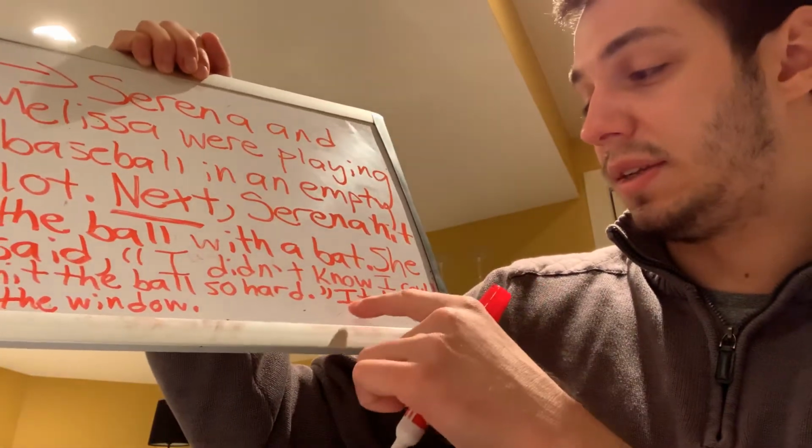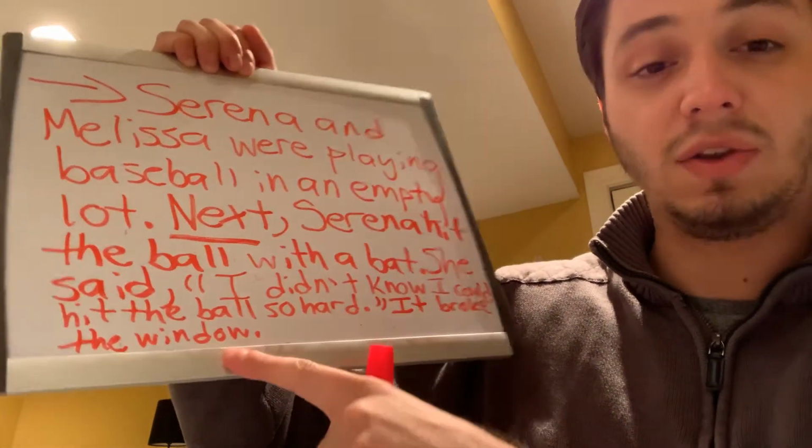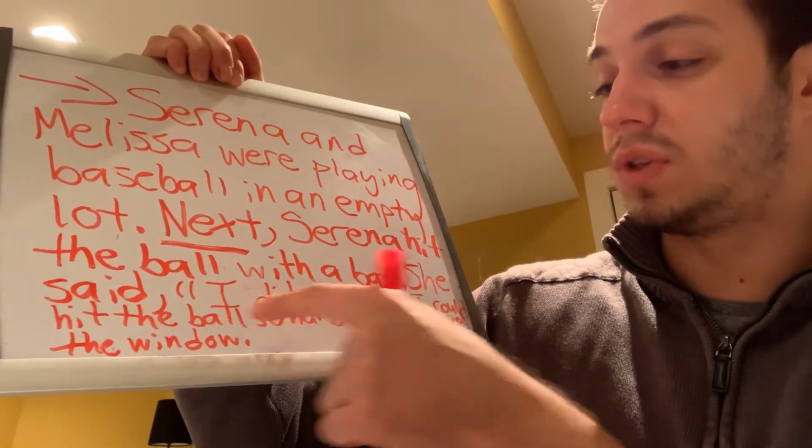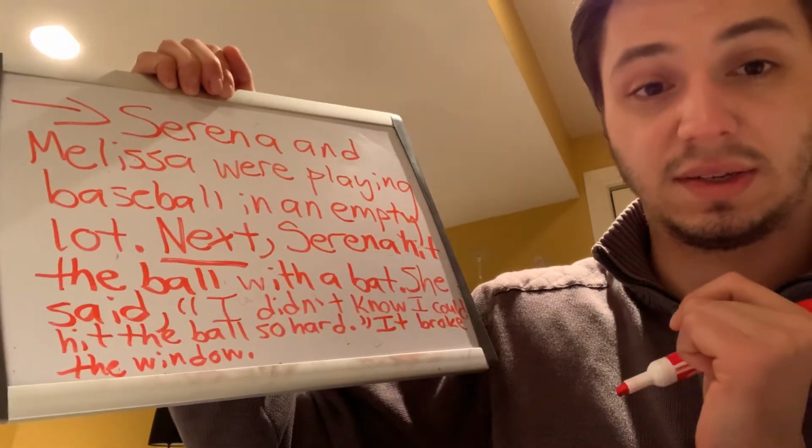So then we can write, the ball broke the window, but we've already introduced the ball in the previous sentence, right? I didn't know I could hit the ball so hard. So we can start the next sentence with it. It broke the window. And that is the end of my first paragraph. So once again, my next sentence is it broke the window. I can use the word it because I introduced the ball in the previous sentence.